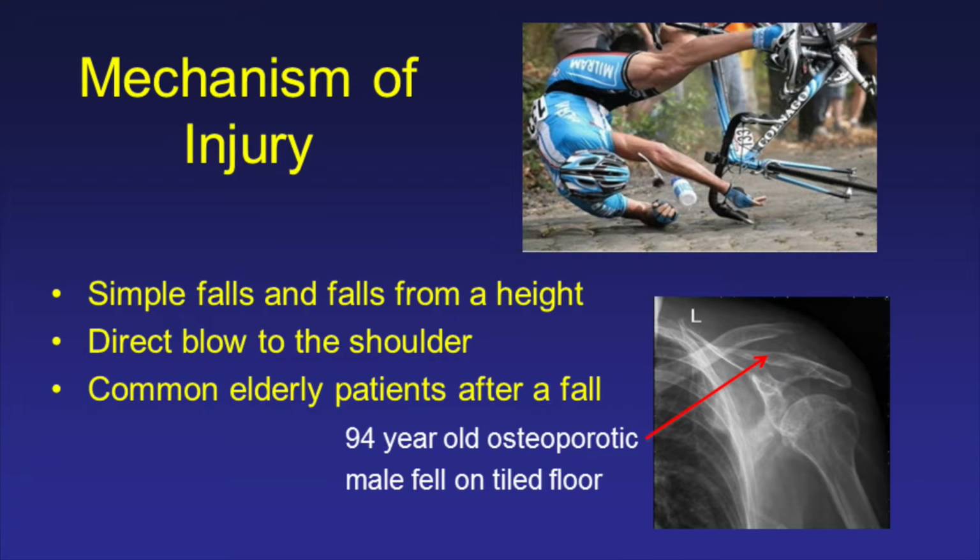So the mechanism of injury of this fracture is usually a simple fall or fall from a height, for example, off a bicycle. It's a direct blow to the lateral end of the shoulder, and we find it commonly in the elderly when they just have a simple fall on the tiled floor. This is an example of a 94-year-old patient who fell on the floor and displaced the end of his clavicle.